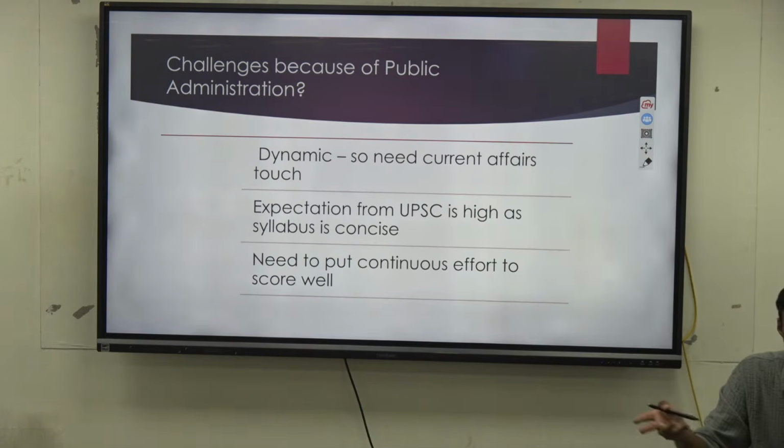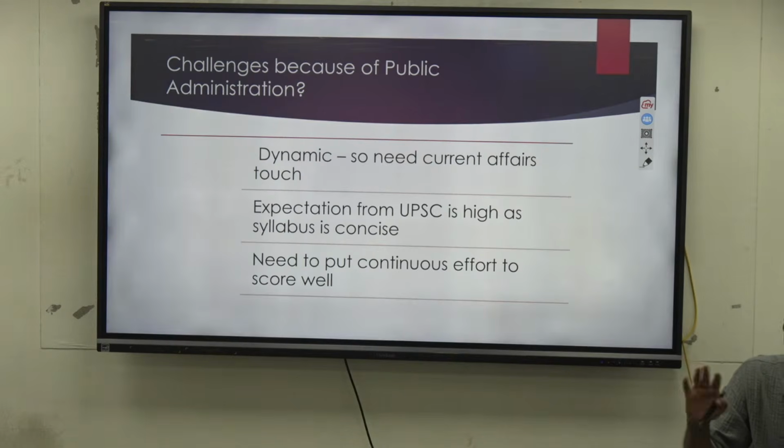Because by definition, what is that? It's a science subject. By definition, when you say science, what does that mean? There is no scope for opinions here. It is objective in nature. Objective means exactly the same answer. Gravitational law of force, what is the answer for it? For me, is it different? For you, is it different? It's the same for everyone.